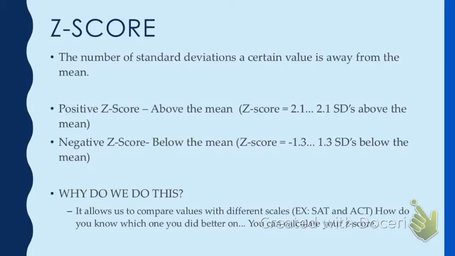So the first thing is defining what a z-score is, and it's basically the number of standard deviations a value is away from the mean. So if I said that your z-score was 2.1, that means you were 2.1 standard deviations above average. If you have a negative z-score, then that means that you're below average.